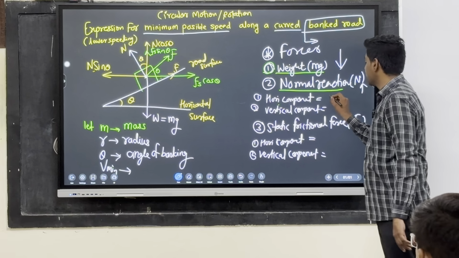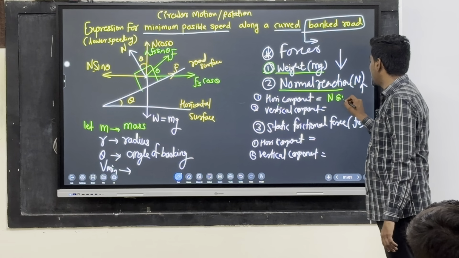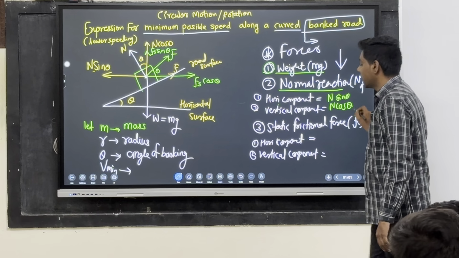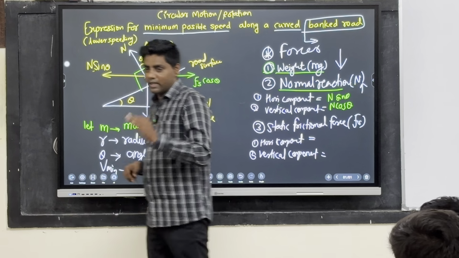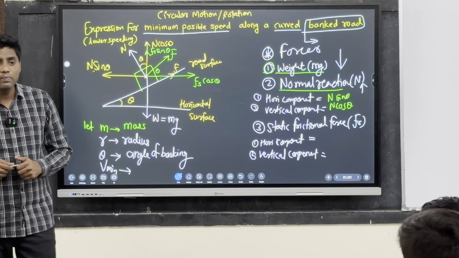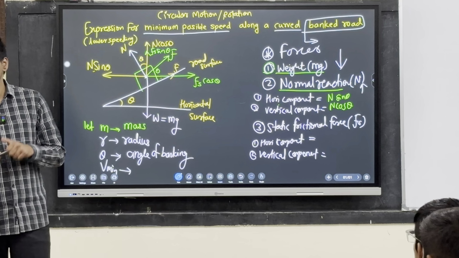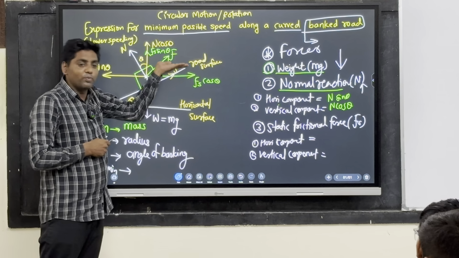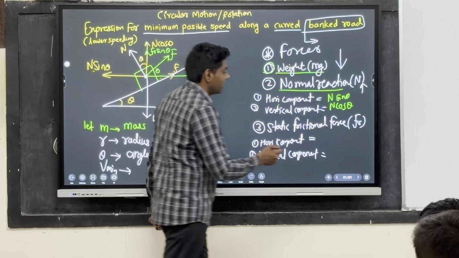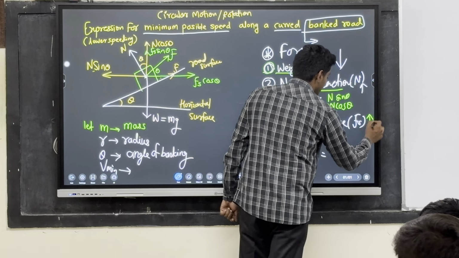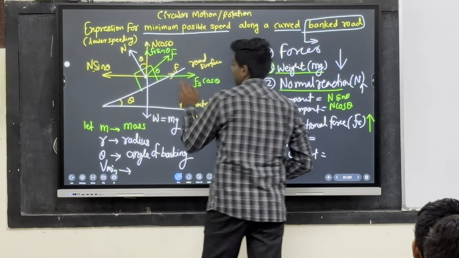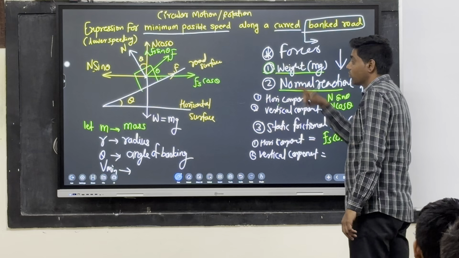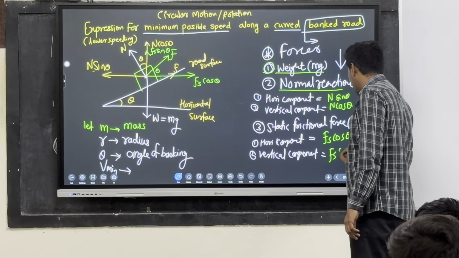What is the horizontal component? N sin theta, and vertical component n cos theta. After that, what is the static frictional force? It is the frictional force between tires and road surface along the inclination upward. It is resolved into two components. So what is the horizontal component? Fs cos theta. Next, Fs sin theta.